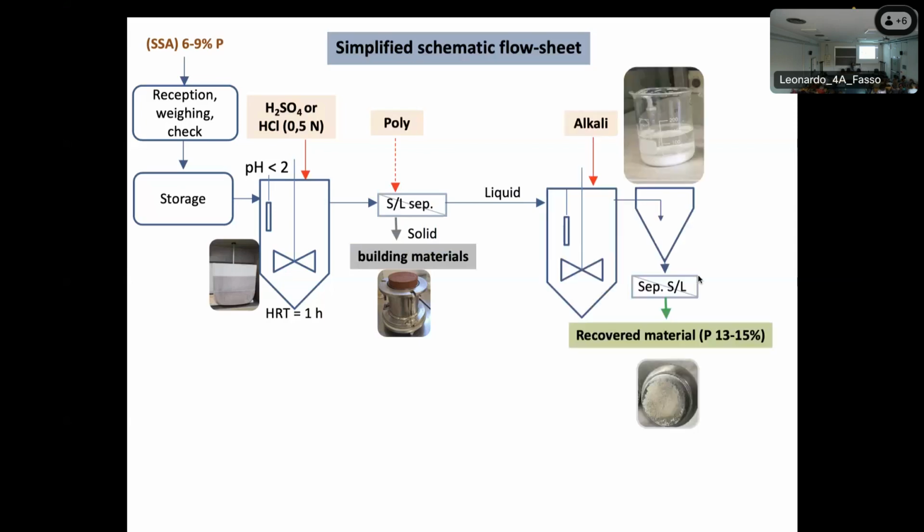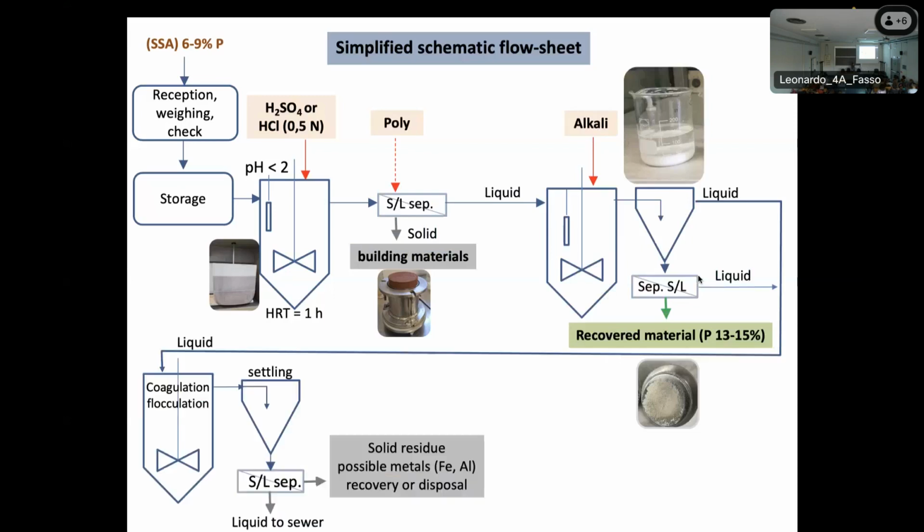The second phase is the precipitation of phosphorus. So we dose a base to increase the pH and to precipitate phosphorus in a solid form. The remaining part, so the heavy metals present in the liquid fraction, can be precipitated and recovered as well in a solid form.